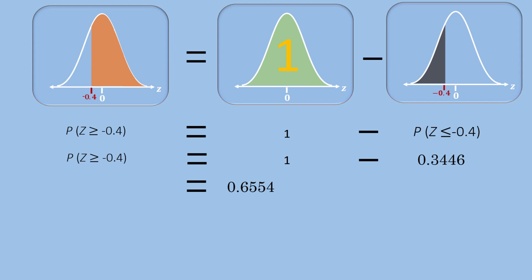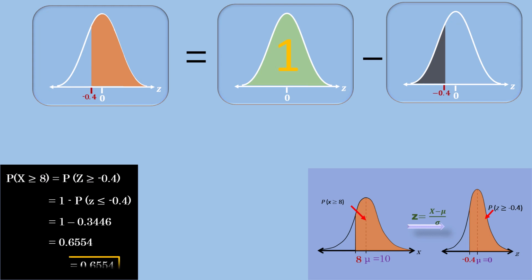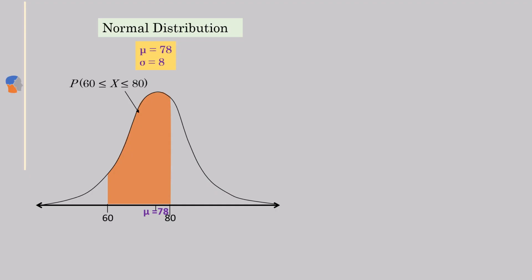So if you write down this without any density curves or graphs, you can write probability x greater than equal 8 equal 1 minus probability z less than equal negative 0.4. So you see the steps, the answer is 0.6554. Right.